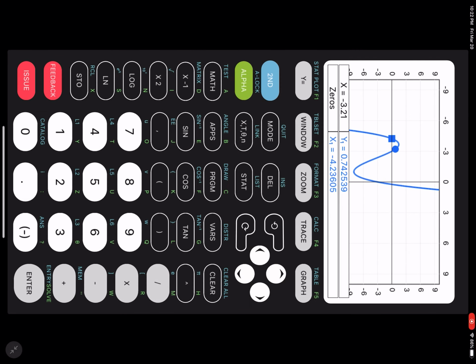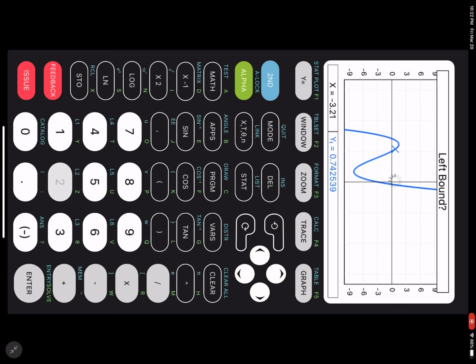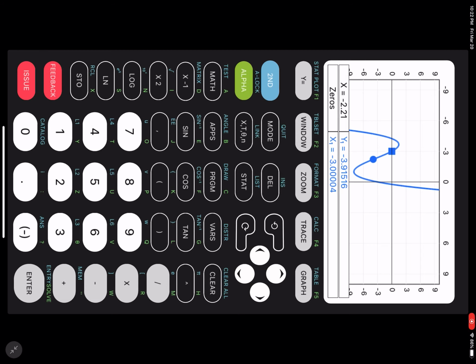Okay. And then let's try this again. Second calc, and let's find the 0. And so I want to go left bound, and then I'm going to go on the right bound. And so this one gets me an x. Wait, what is going on here?